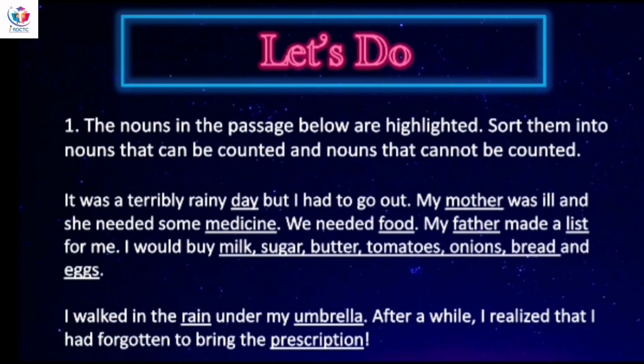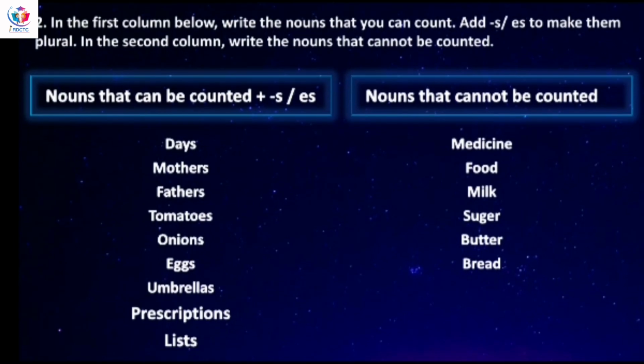And now here I give you the list. You can take the screenshot. Let's see the question. In the first column below, write the nouns that you can count. Add s or es to make them plural. In the second column, write the nouns that cannot be counted.